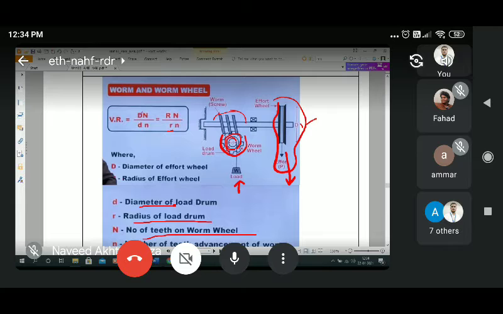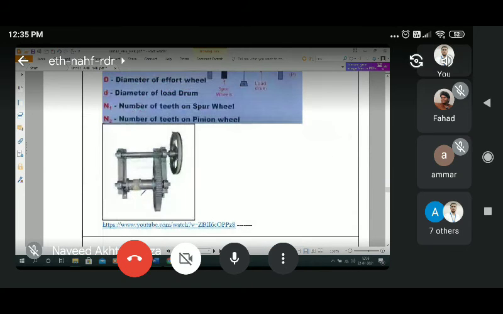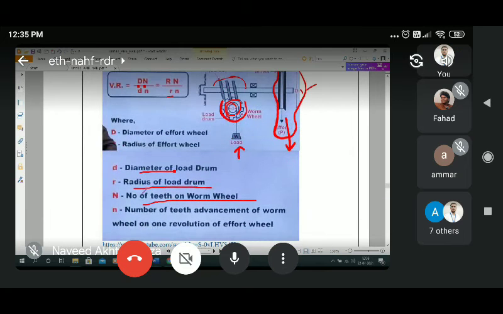So effort is nothing but related with this wheel and the worm screw. That's why it is a ratio of D to capital D and capital N to small n. So capital D to d, capital N to n is the ratio, that is the velocity ratio of one wheel, worm and worm wheel. So this worm and worm wheel, you can see how it is working.